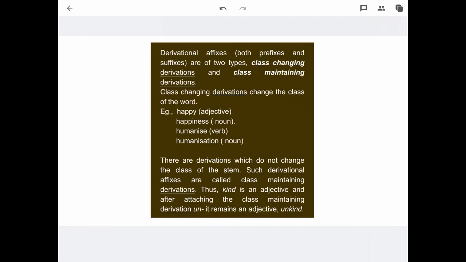So there, un is a derivational prefix, and it is a class-maintaining derivational prefix. Kind is an adjective, and when you add the prefix un to it, it remains an adjective. So that is known as class-maintaining derivation. So there are two types of derivational affixes: class-changing derivations, which change the class of the word, and class-maintaining derivations. Even after forming the new word, it won't change the class of the word.